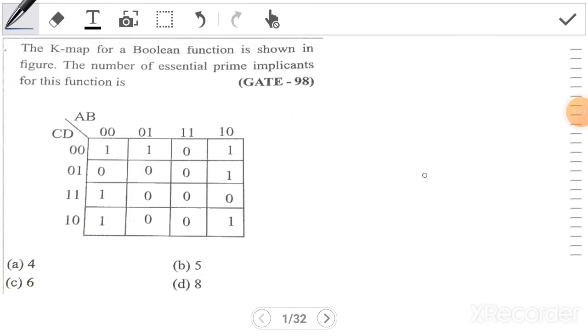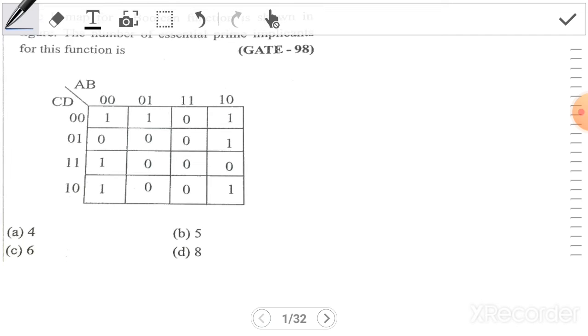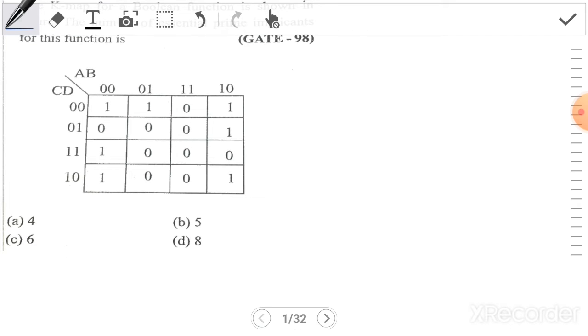Hi everyone, let us solve few problems on Boolean Algebra from GATE examination. First question is, the K-map for a Boolean function is shown in figure. The number of essential prime implicants for this function is. So this problem is on K-map. So let us form the groups.